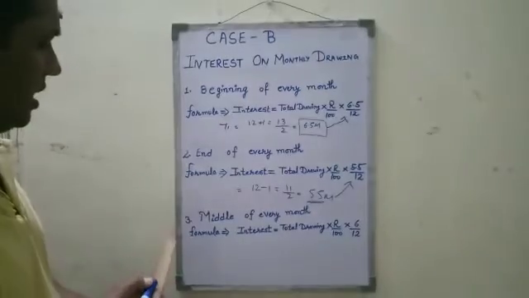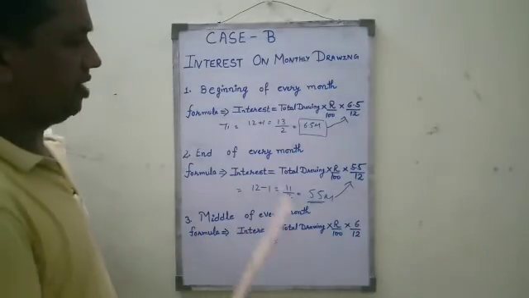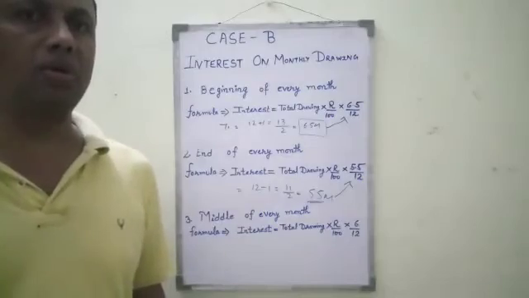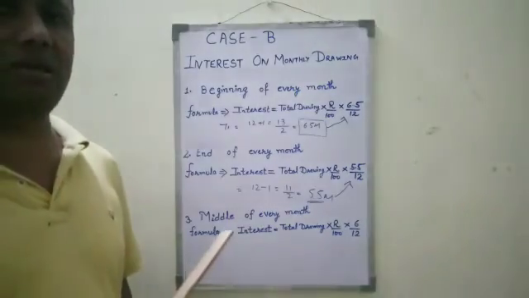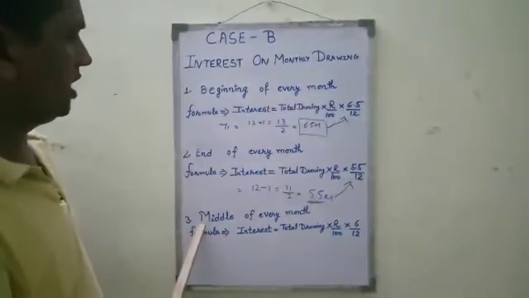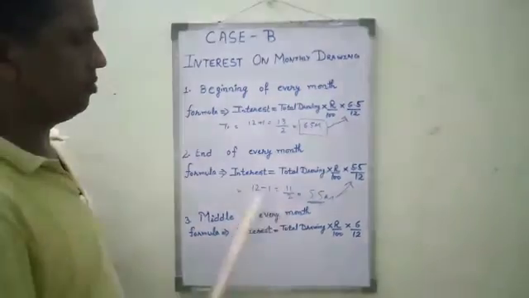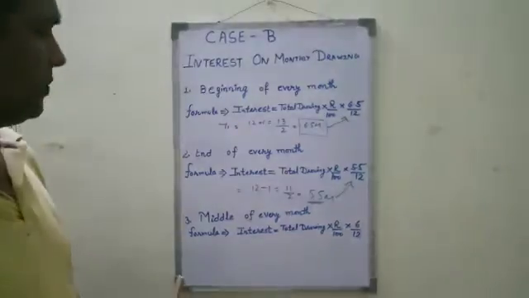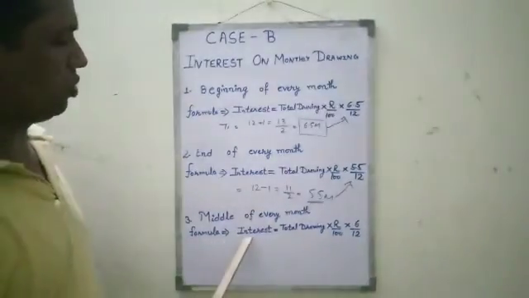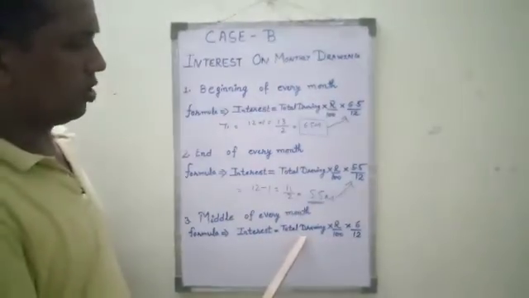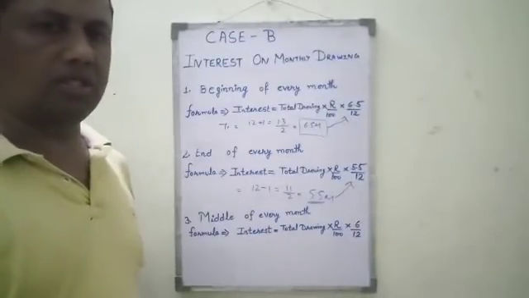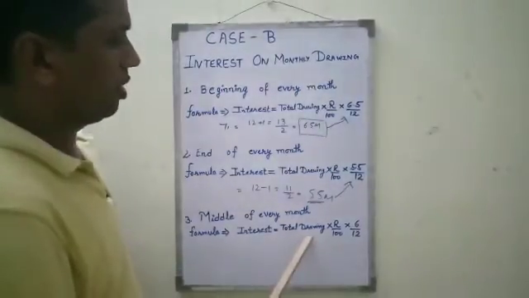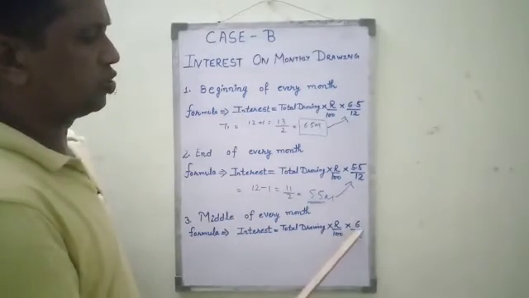And the third and the last, middle of every month. This formula can also be used when the date of withdrawal is not given. This is also called when the amount is withdrawn at the middle of every month throughout the year. So the formula is total drawing. Total drawing is whatever the monthly drawing amount is given, multiplied by 12. So it is the total amount and the rate upon 100 into 6 by 12.